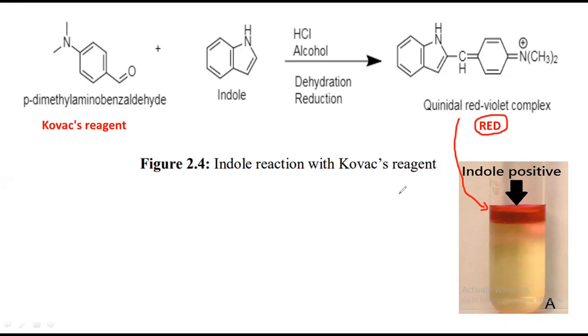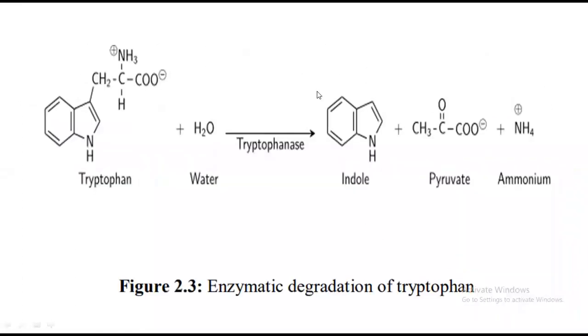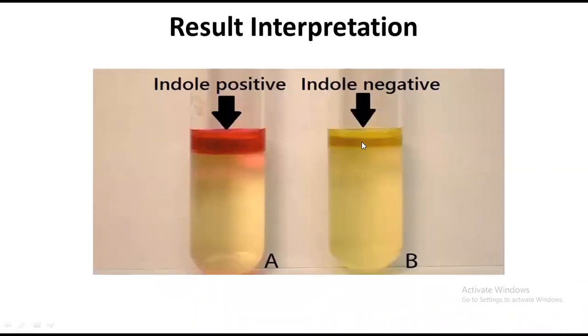Okay, so if there is indole, it will react with the Kovac's reagent, and a red color will be produced. Or if our bacteria is indole negative, the bacteria will not be consisting of tryptophanase enzyme. If there is no tryptophanase enzyme, there will be no indole. And if we add Kovac's reagent, it will not react with the indole because we are not having indole. So there will be no color formation. Even then there will be a ring, but it will not be red in color.